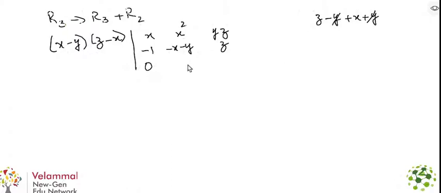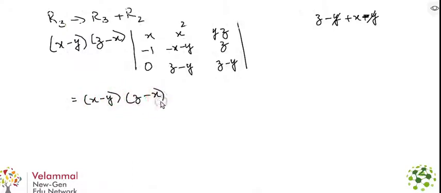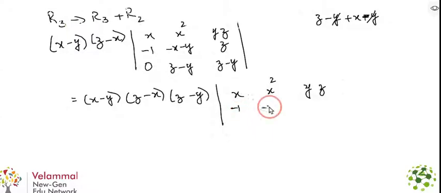Z minus y will be left out, and here also z minus y will be left out. So this is the same as x minus y into z minus x into, in the last row z minus y is common, take it out. So what is left out? x square y z. Second row is untouched, 1 minus x minus y z. Last row we have taken out z minus y, so it becomes 1 1 1.